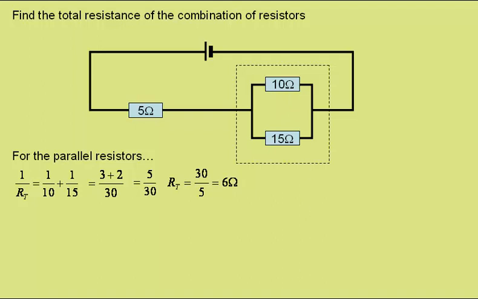Now for the easy bit, for the whole circuit, we can assume this is just a 6 ohm resistor, so we have a 5 ohm resistor in series with a 6 ohm resistor. So the total resistance is just the sum of those resistors, 5 plus 6, giving a total resistance of 11 ohms.